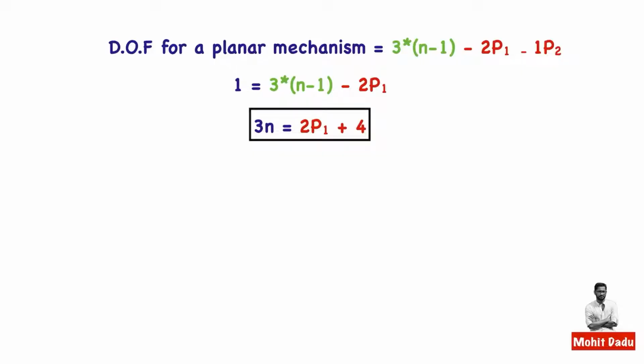This equation is for a mechanism with lower pairs only and having degree of freedom 1, and it is known as Grubler's criteria. Using Grubler's criteria, we find the minimum whole-number values of n and P1. The lowest whole numbers satisfying the above equation are n = 4 and P1 = 4, meaning it has 4 links and all the pairs or joints formed are lower pairs.